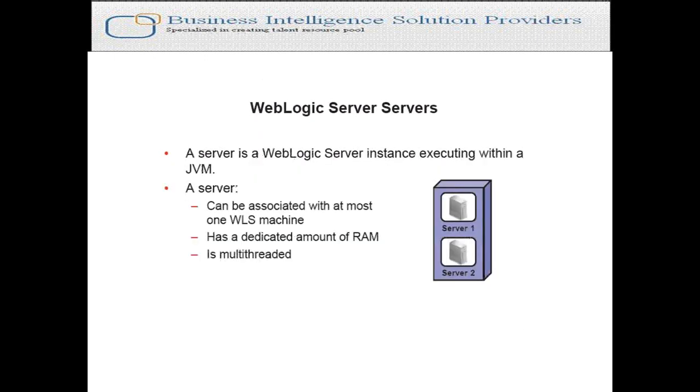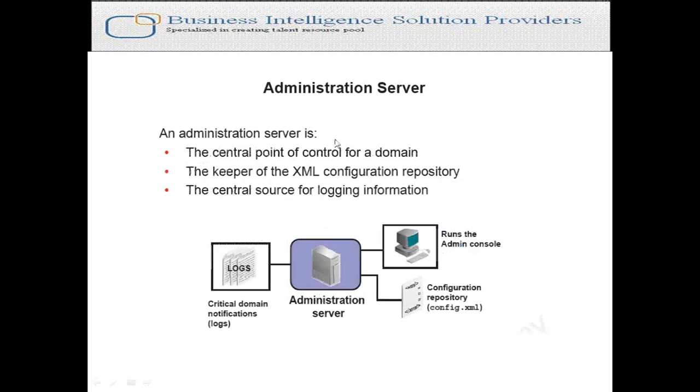It is a JVM, and it runs within a JVM. So here, this is a physical machine, and I have two servers there. Administration server is the central point of control for a domain. When you create these different servers, they can be controlled using one EM console, and that EM console is called the administration server.